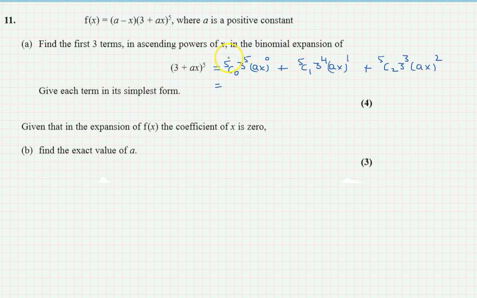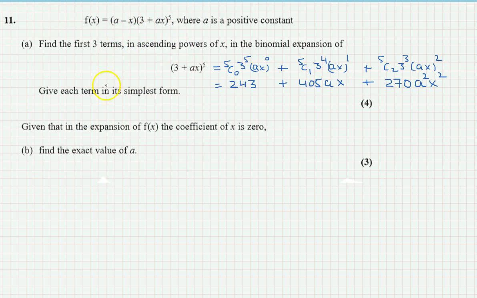5c0 is 1, ax to the power 0 is 1, 3 to the power 5 is 243, plus 5c1 is 5, 3 to the power 4, that is 405 ax, plus 5c2 is 10, 3 to the power 3 is 27, so that is 270 a square x square. So that is the expansion of (3 plus ax) to the power 5.